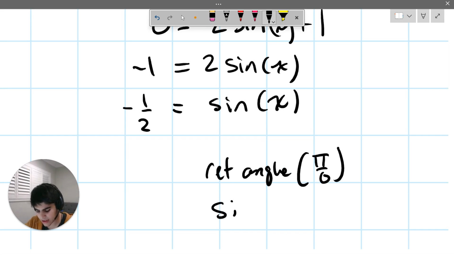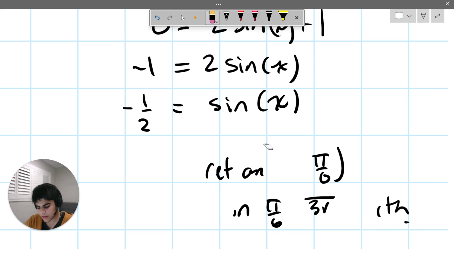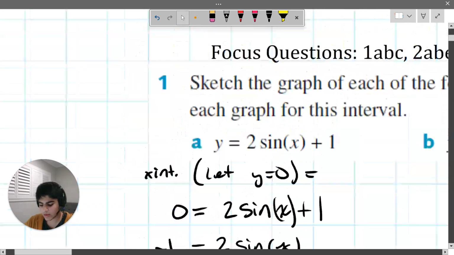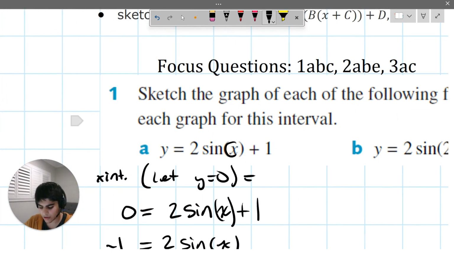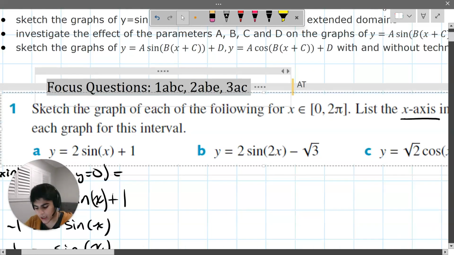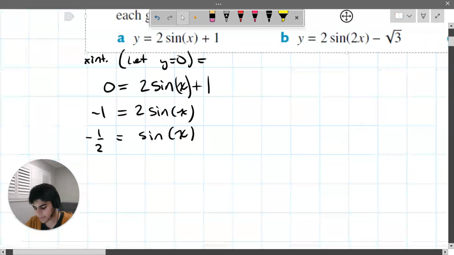Now sine is negative in the third and fourth quadrants, right? So because we aren't dealing with a dilation relative to the y-axis, we find all the solutions that are within 0 to 2 pi.